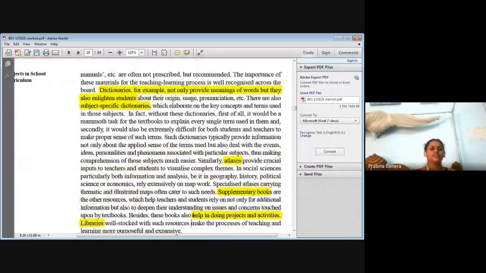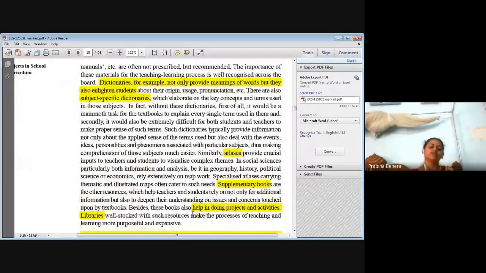Many advanced dictionaries are there which help the learner for the development of language and their uses. Then likewise atlases are there, supplementary books are there, they help in doing projects and activities. Supplementary books, reference books, libraries are there, they are also curricular materials.